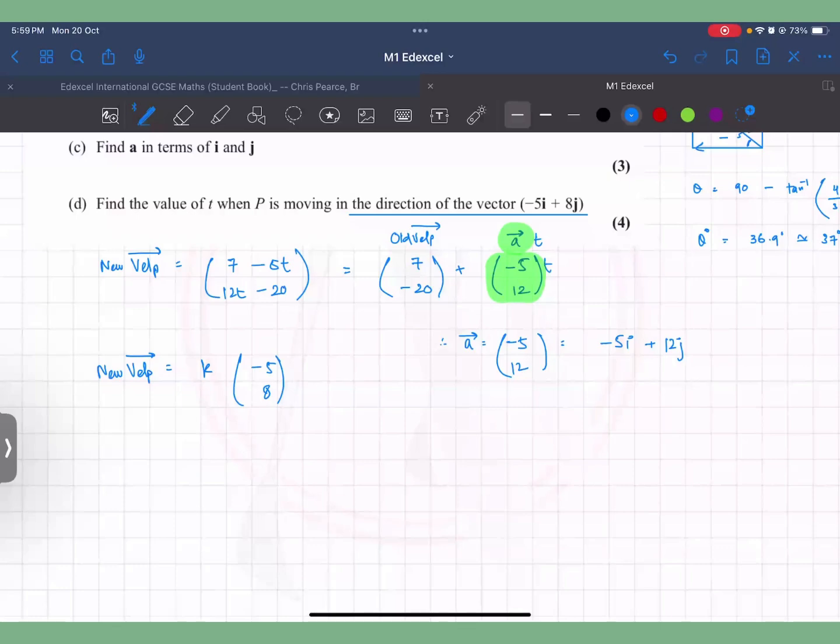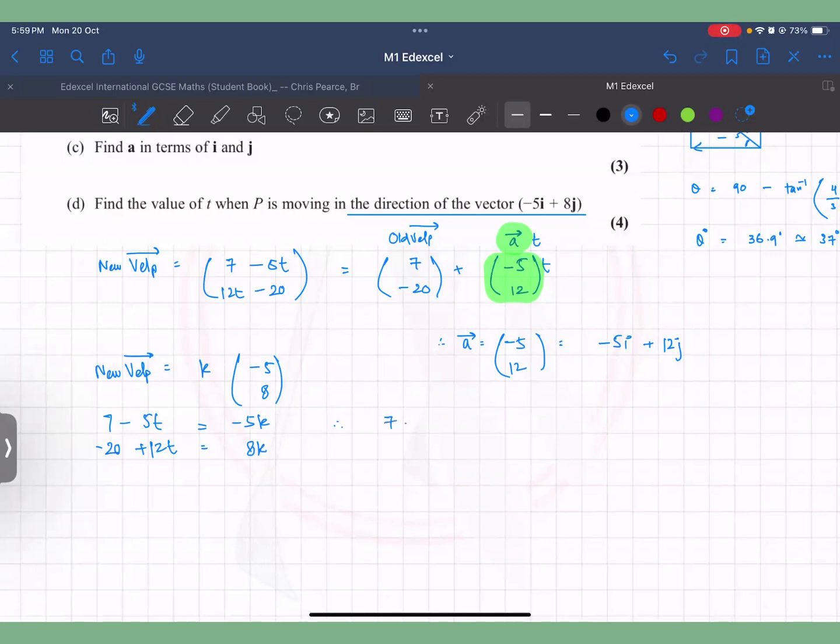They're talking about the direction. They're not exactly the same. We don't know if their size is also equal or not, but we know that they both are parallel to each other. They have the same direction. So whenever two vectors are parallel, they are scalar multiples of each other. So new vector 7 minus 5t, minus 20 plus 12t is equal to minus 5k and 8k. And now you will solve them simultaneously.